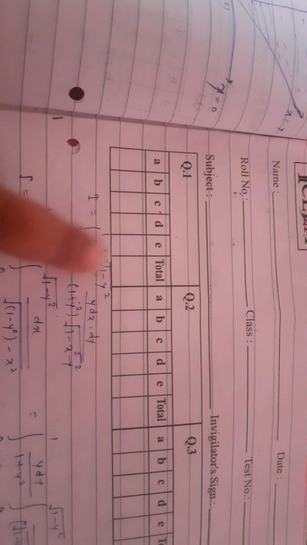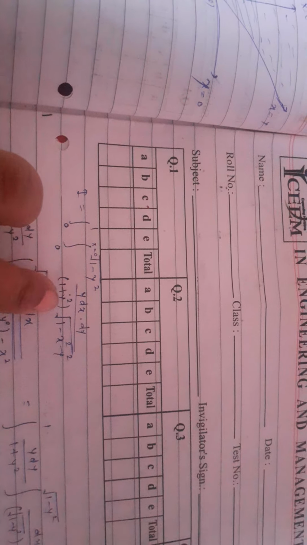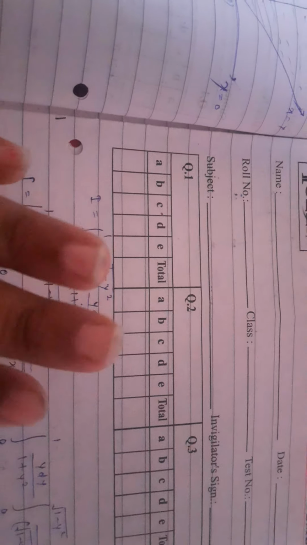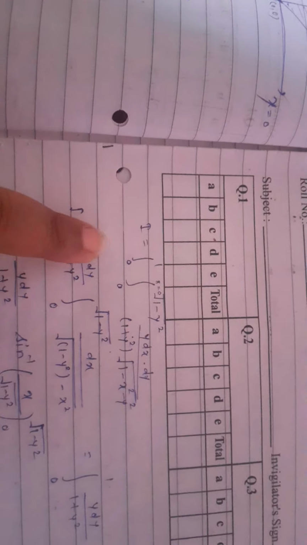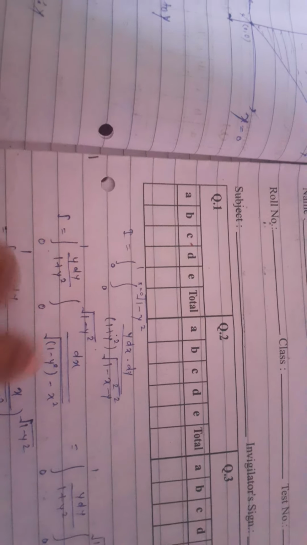Now change the limits, so the integration becomes 0 to 1, 0 to under root of 1 minus y square, y dx dy upon 1 plus y square under root of 1 minus x square minus y square. I can separate the integration now: 0 to 1, y dy upon 1 plus y square. I first collect the pure terms of y.